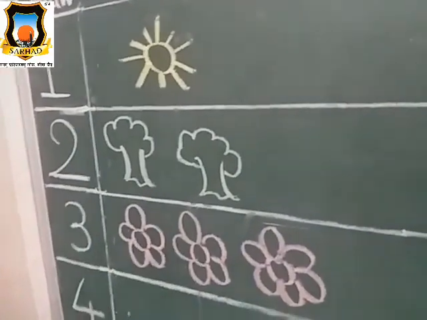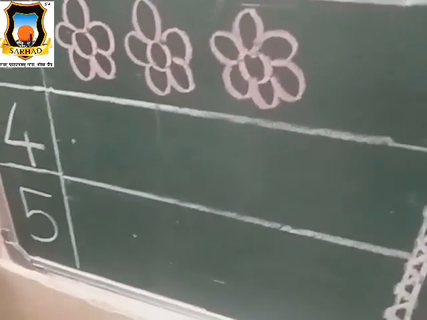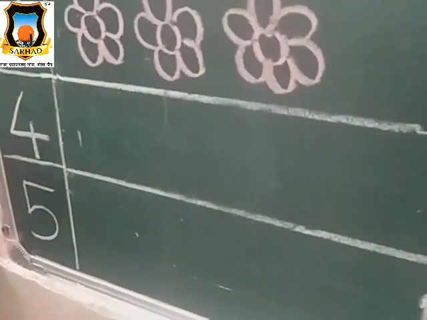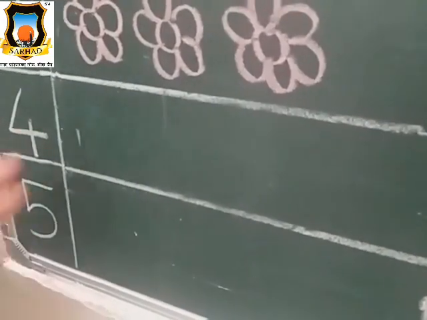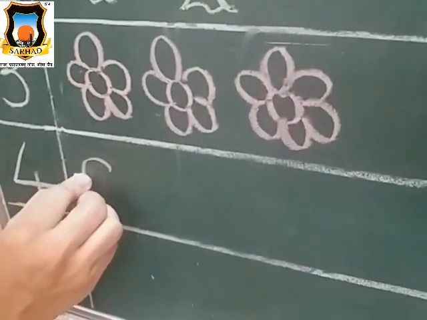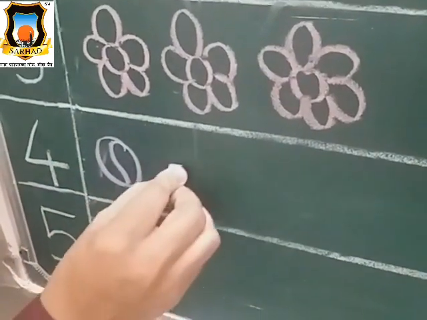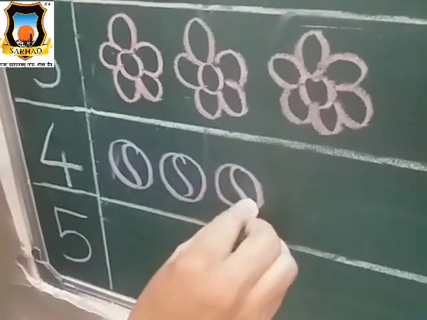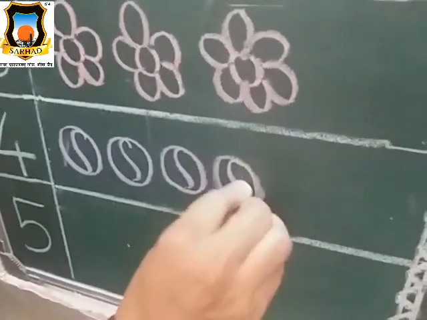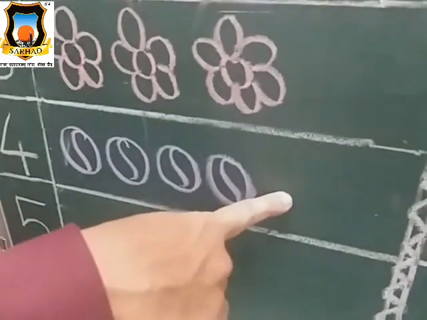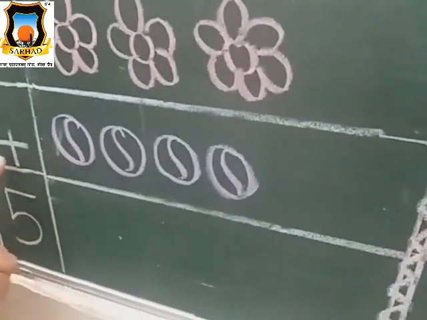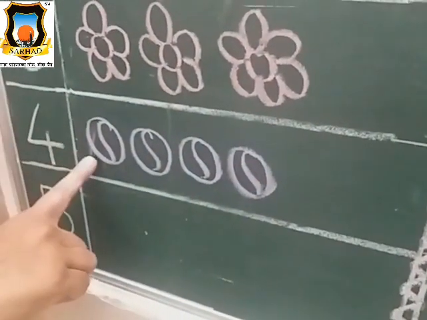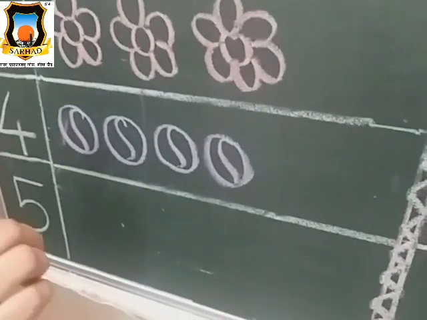Okay. Now, our next number is 4. So, I am going to draw here 4 balls. Okay. So, we will start from 1, 2, 3, 4. Can we write here 5? No, because here is number 4. So we have to draw here only 4 balls. Here the number is 4, so we have to draw only 4 balls here.